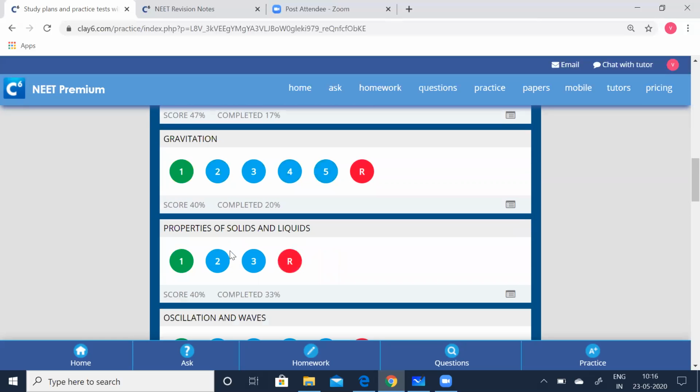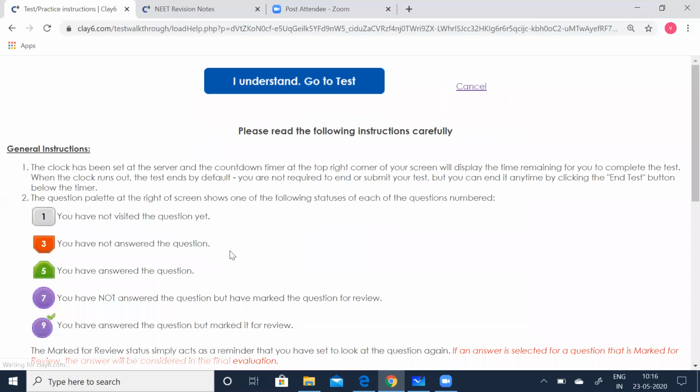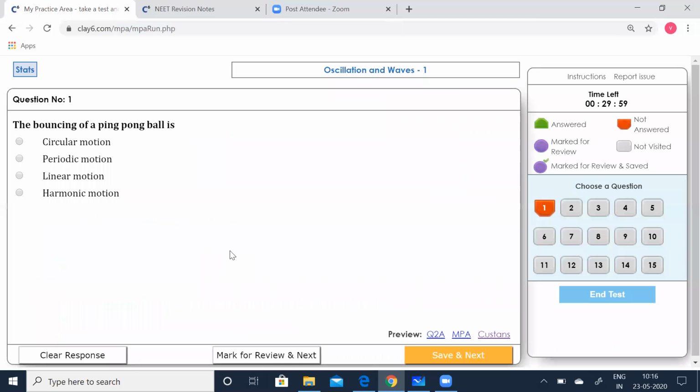So let me go to the oscillation in waves. I'm going to do the first test. The first question says, the bouncing of a ping pong ball is: circular motion, periodic motion, linear motion, harmonic motion.